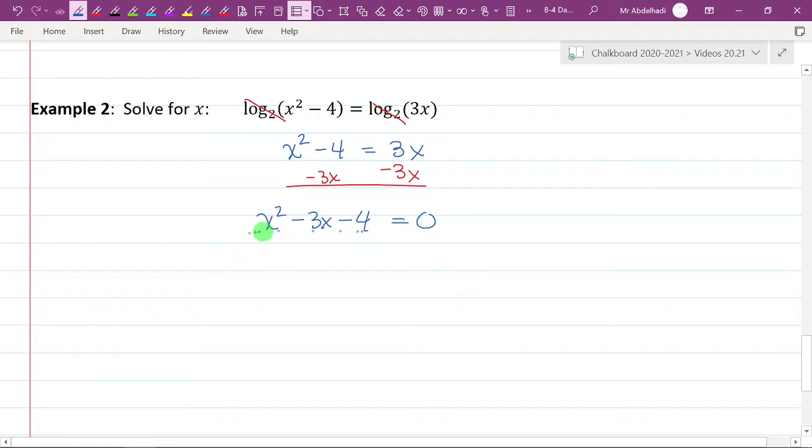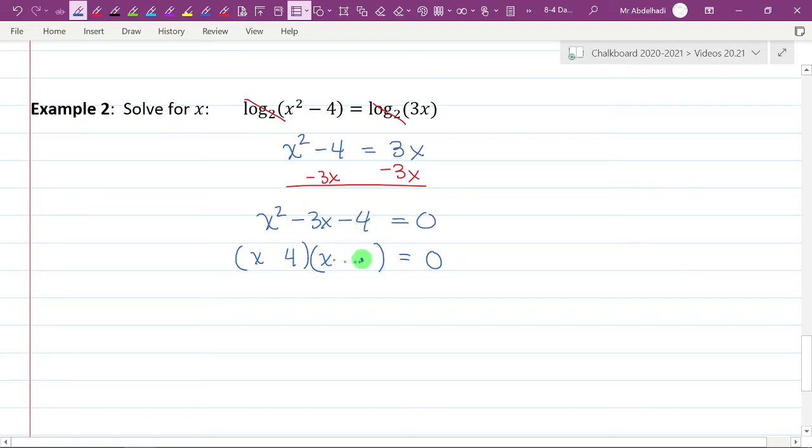Now, let's see, how do we solve this? Well, we're going to solve it, but how do we factor it, let's say? There's no coefficient in front of the x squared, so we can use reverse FOIL, just regular factoring. We don't have to use the AC method here. So you put an x, and then you ask yourself, what are two numbers that multiply to give me -4, but add to give me -3?